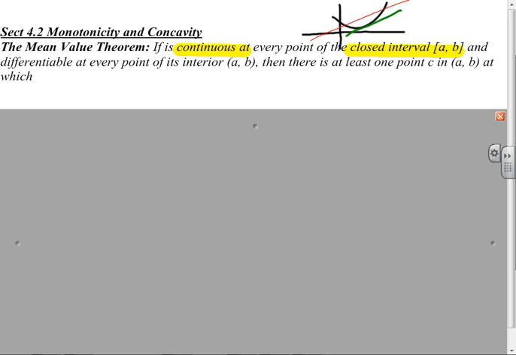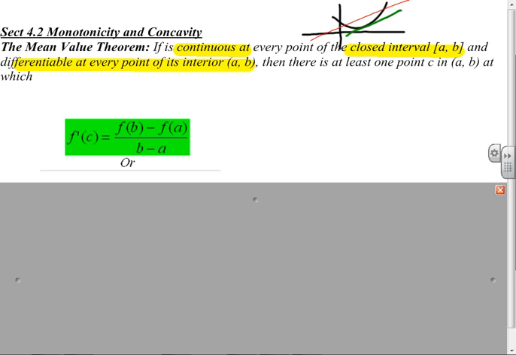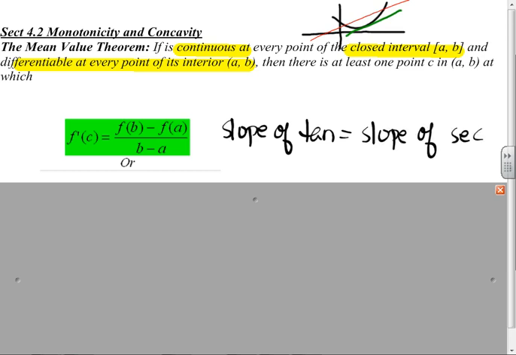And it's differentiable inside. I don't care about the endpoints there. Then there's at least one point in which, what? The slope of the secant line. And that's what we have symbolically. So that the slope of the secant, well, I've got it backwards. The tangent line equals the slope of the secant line. Remember that now? Hoping this comes back.